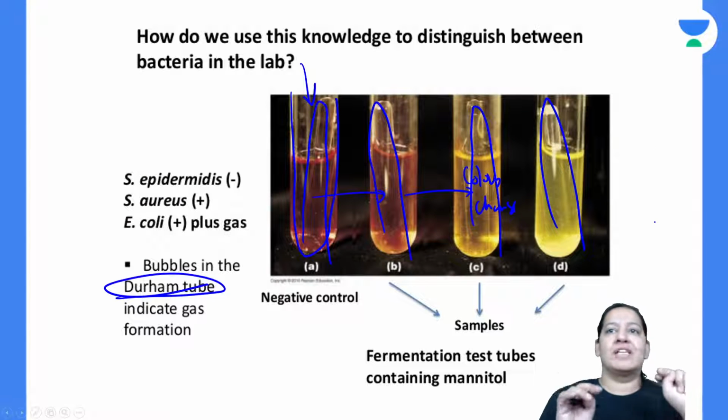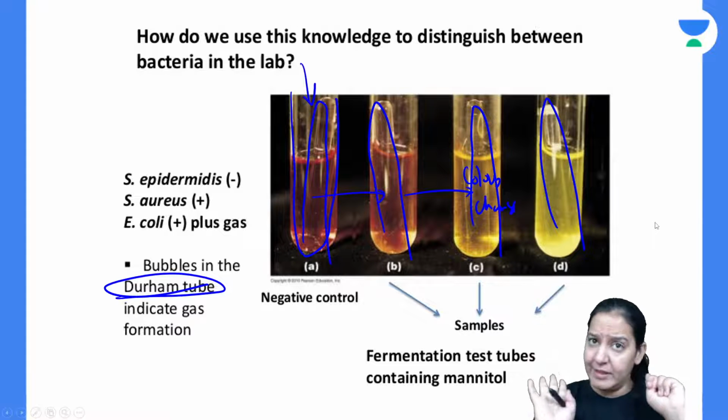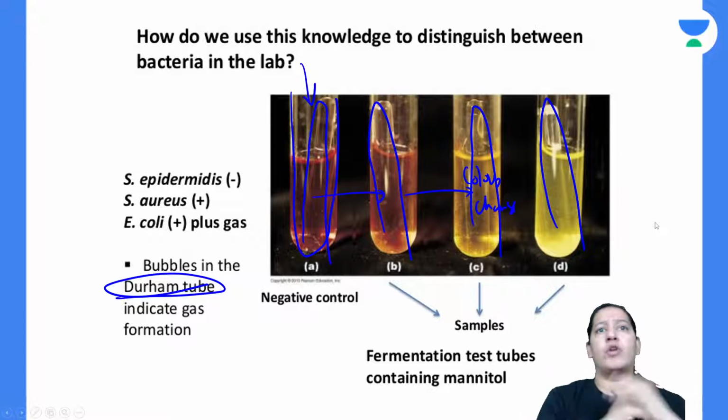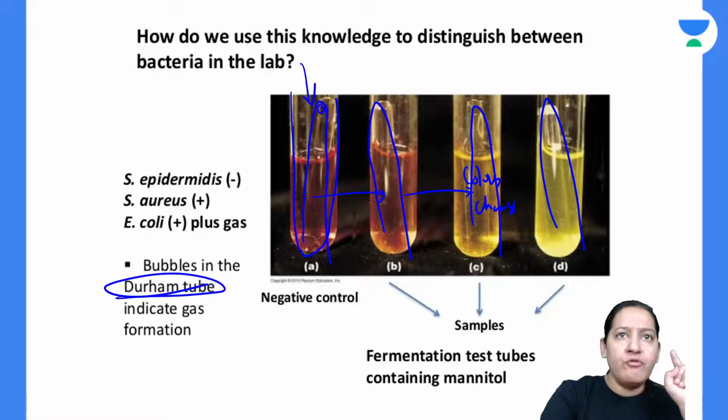So here we take two test tubes. The first test tube contains the sugar and the inverted test tube is the Durham test tube. In the Durham test tube, you look for the bubbles. Bubbles are present, means gas is formed. Bubbles are absent, so no gas is formed.